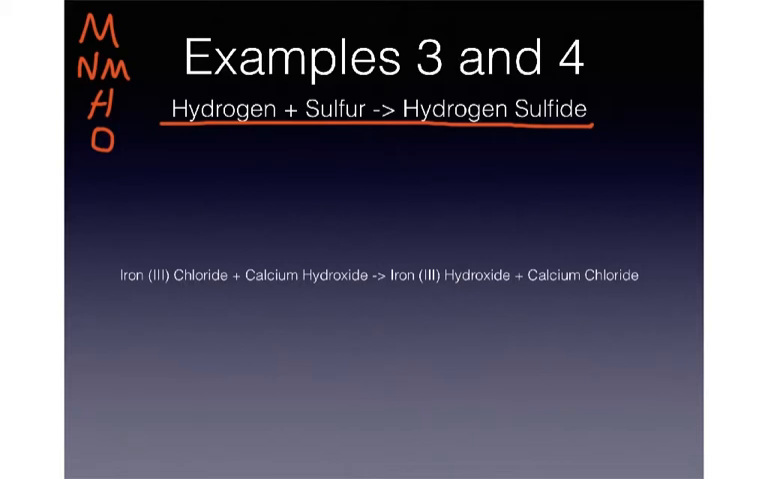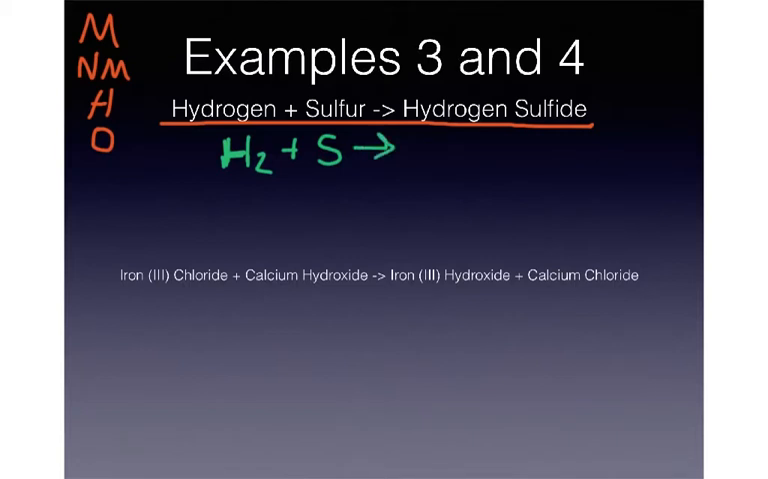So hydrogen, as we know, is a diatomic. So we have to write that down as H2. Then we're adding sulfur to that. Sulfur is not a diatomic, so it can stay like that. So we have hydrogen plus sulfur. Then it turns into hydrogen sulfide.